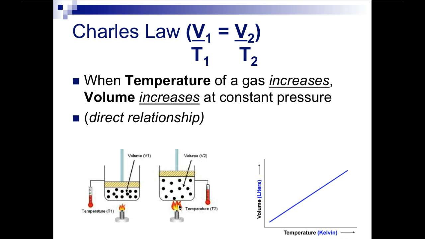Let's look at Charles' law. Charles' law is V1 over T1 equals V2 over T2. So that means when the temperature of a gas increases, the volume increases at a constant pressure. So there's a direct relationship there. So temperature increases, volume is going to increase because you want the particles banging against walls the same amount, so you have to increase the volume.